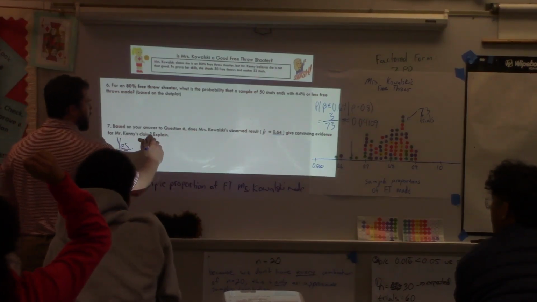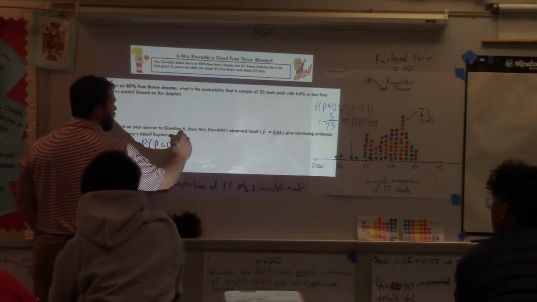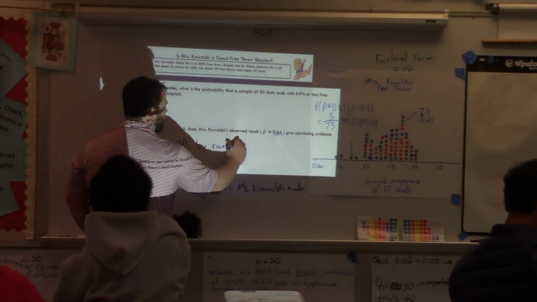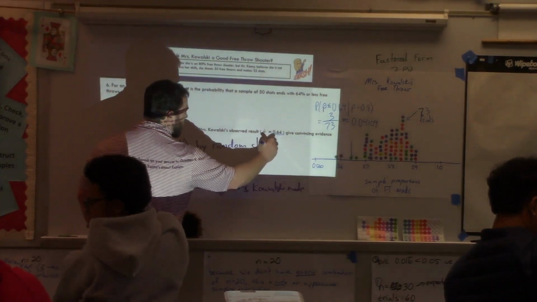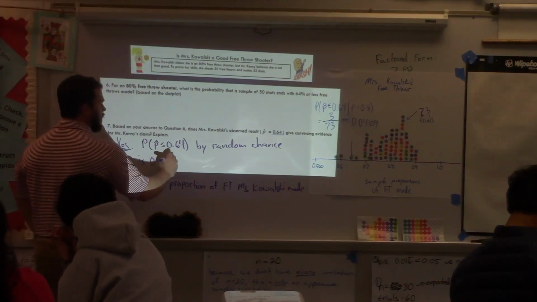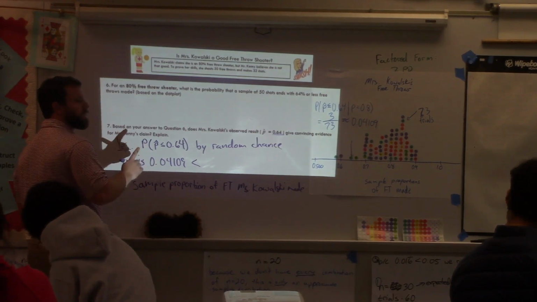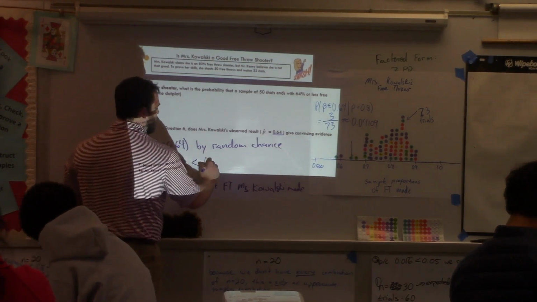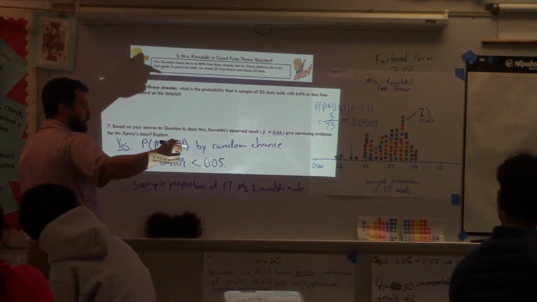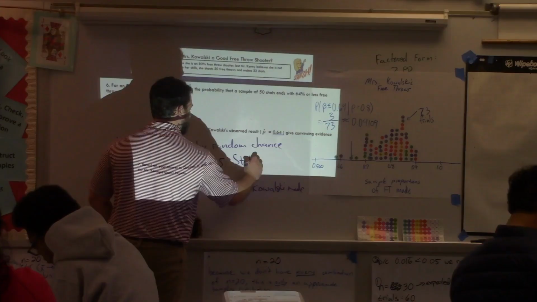So the probability of P hat being less than or equal to 0.64 by random chance, assuming P is 0.8, is 0.04109. More importantly, it's less than what? The 5%. And so we have what? Statistical significance.